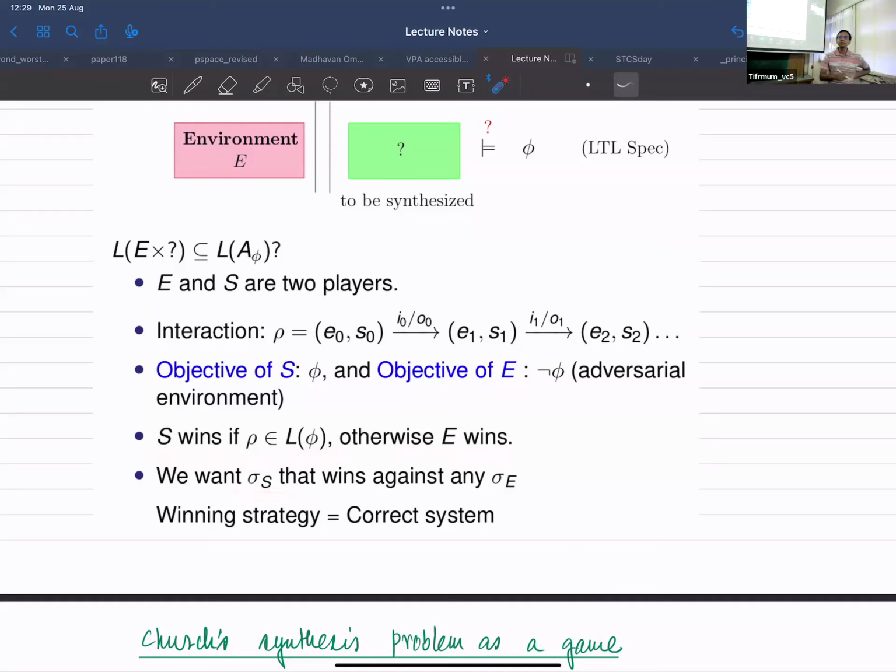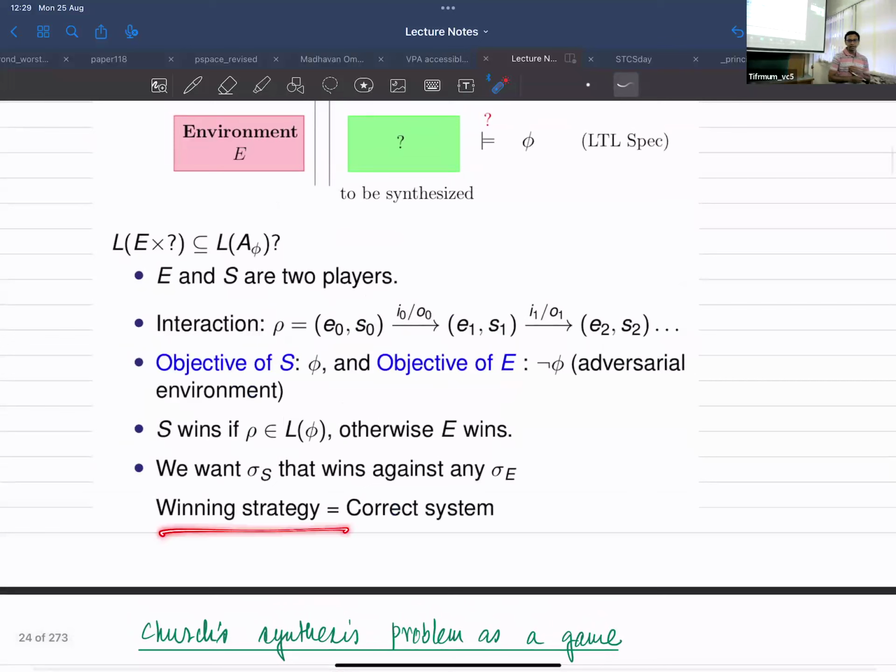So we want a strategy of the system player that wins irrespective of how the environment plays. I should be able to win against the environment. So that's my strategy against the strategy of the environment. And if I have a winning strategy, then when I apply it, I will have a system which is executing. So a winning strategy essentially corresponds to a realizable phi, that I can actually have a system which can be correctly constructed. Right? So that is the idea.